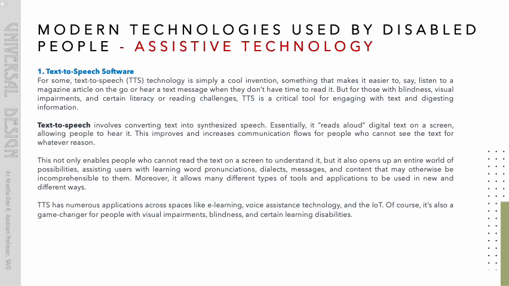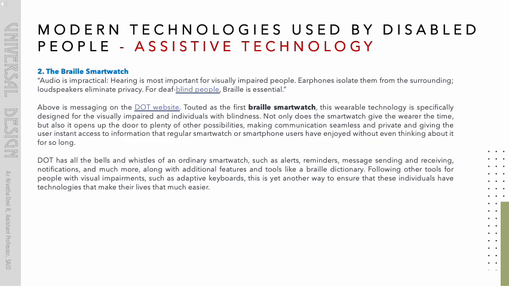Text-to-speech involves converting text into synthesized speech. Essentially, it reads aloud digital text on a screen, allowing people to hear it. This improves and increases communication flows for people who cannot see the text for whatever reason. This not only enables people who cannot read the text on a screen to understand it, but it also opens up an entire world of possibilities, assisting users with learning word pronunciations, dialects, messages, and content that may otherwise be incomprehensible to them.